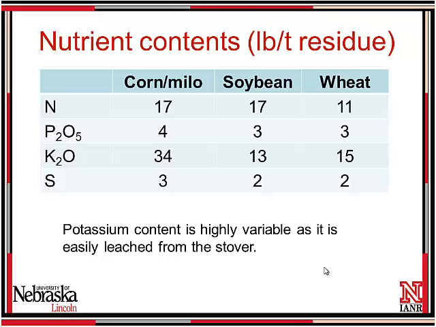Potassium is the one that's most variable, because after the plant tissue freezes and the cells disrupt, the potassium is easily leached out when you have a rainfall event. So we can find a lot of variation in that, and very often it's not as much as 34 pounds per ton.